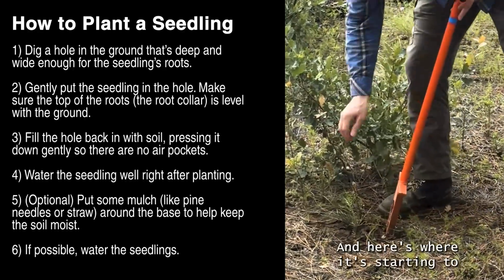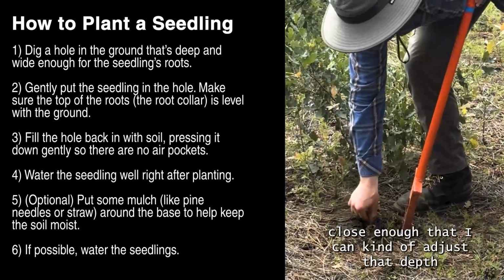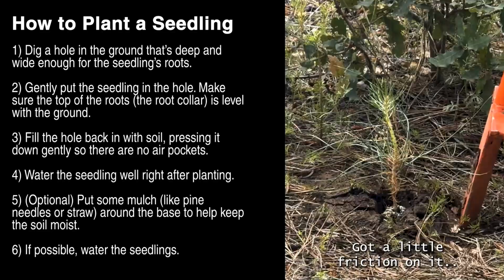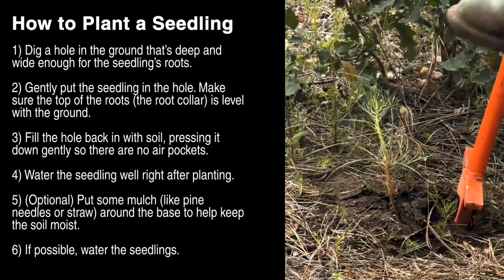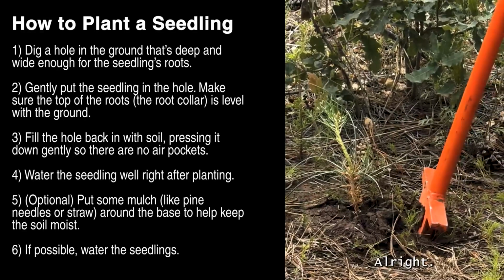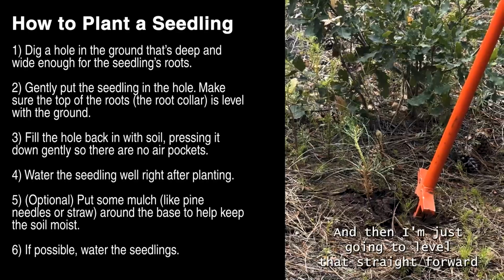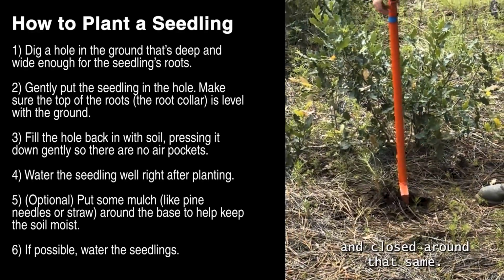Okay, and here's where it's starting to close enough that I can adjust that depth and it'll sit there now. Got a little friction on it. So now I'm gonna go all the way in. All right, and that's usually easier than your first hole. First hole is usually the worst one. And then I'm just gonna lever that straight forward and closed around that seed.